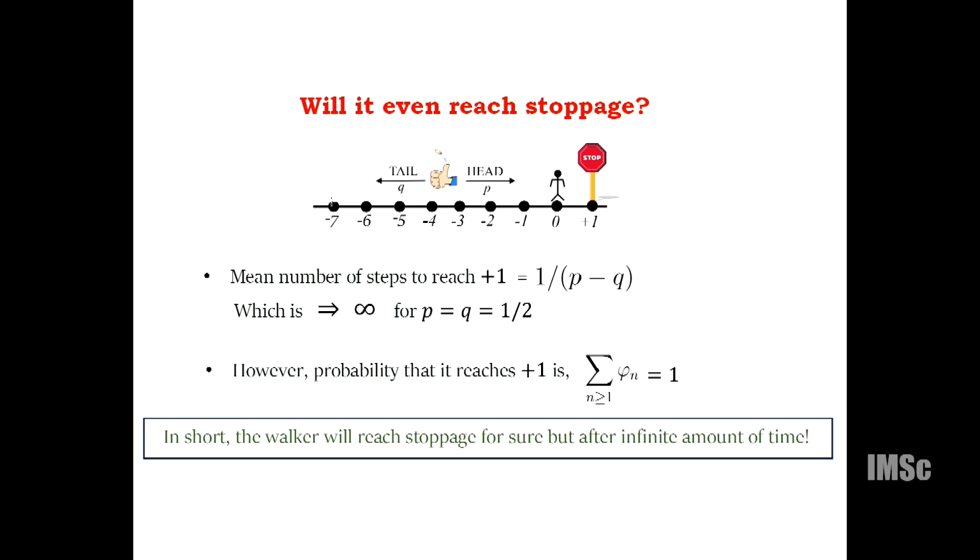So you see the mean number of steps to reach +1 from 0 is given by 1 by p minus q. And when p is equal to q, that is, the coin is an unbiased coin, it gives head and tail with equal probability, you see the mean number of steps diverges. So even though the walker starts at x is equal to 0, the steps it needs to reach +1 on an average is infinite. Which is a bit counterintuitive, but at the same time you see the probability that, if you sum all the probabilities phi n, it gives exactly 1. That means, in conclusion, starting from 0, the walker will reach +1 for sure, with guarantee, but it will take an infinite number of steps to reach there.